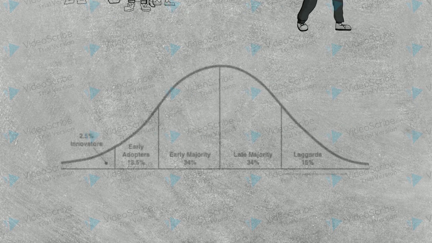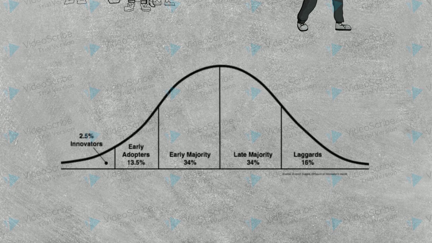And to sum it all up, here is a population model of the diffusion of innovation. As you can see, the innovators are a very small percentage at 2.5%. Early adopters is 13.5%, and next is early majority at 34%, and late majority at 34%, and last are laggards with 16%.